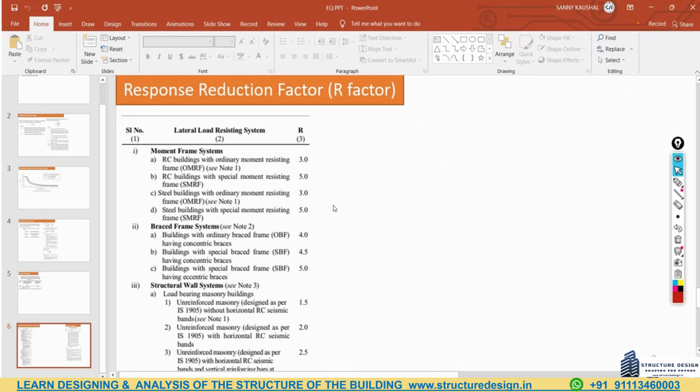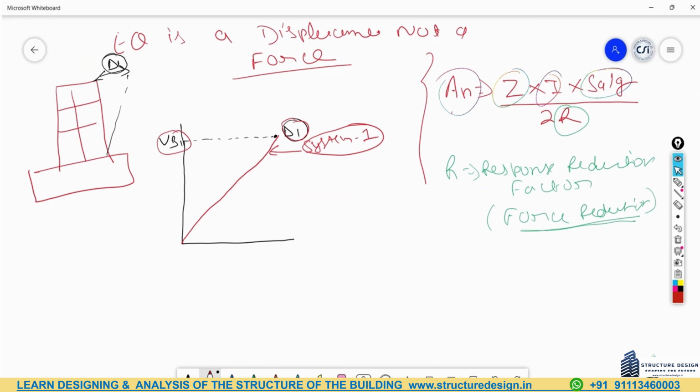Maybe it could be an RCC building with a special moment resisting frame, or an RCC building with an ordinary moment resisting frame. I am just taking an example to show you, not the real system name, I'm just naming it system 1 or system 2. So if I have taken system 1 here, I have designed it with a delta 1 with the base shear of V1.